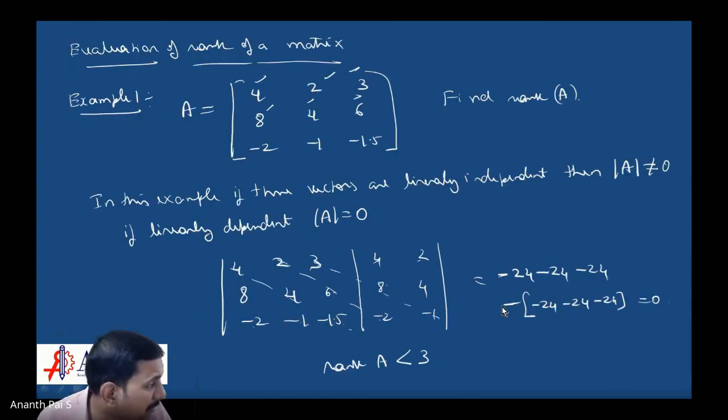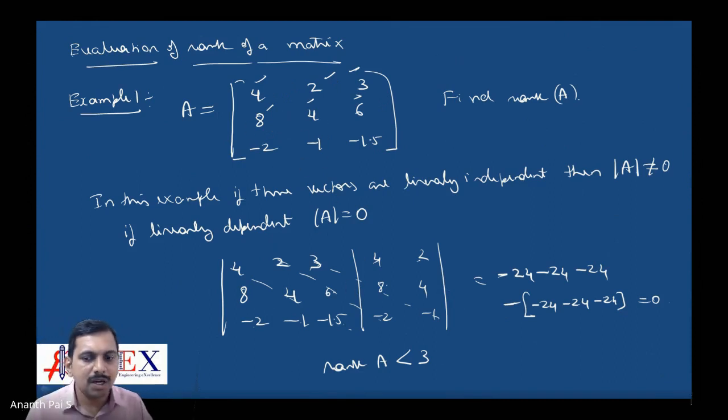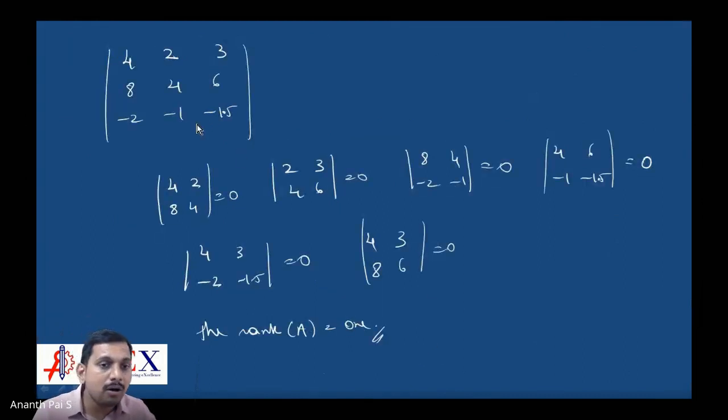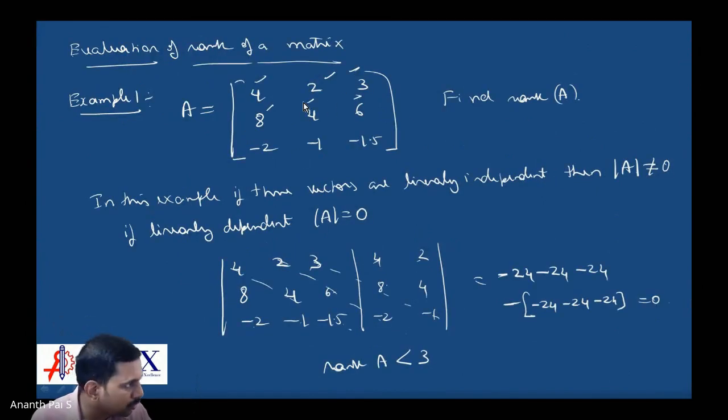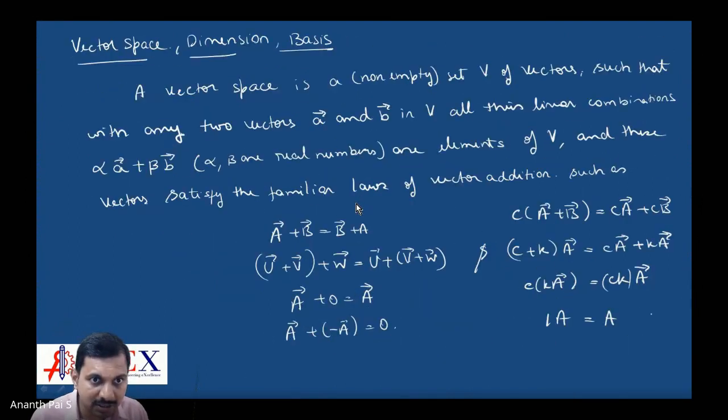Evaluation of rank, very important. I think you know what rank means. For example, here we have to find the determinant of this. The determinant is 0, so the rank of A is less than 3. Then you take all the minors of that. I'm telling you the understanding of what rank is. What is rank here? Let us see the definition of rank.